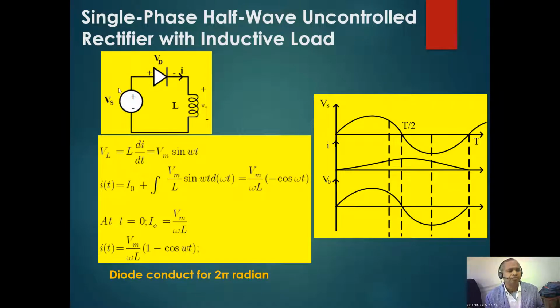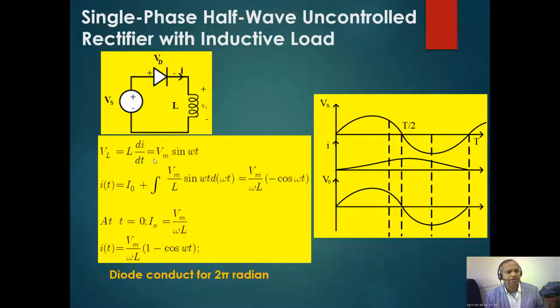We have an AC supply connected through a diode to an inductive load. And if you see this inductive load, as soon as the diode is forward biased in the positive half cycle, it is like a short circuit, and the Vs will apply across this inductor L. So this Vs is equal to VL in the positive half cycle, and you can write down the equation.